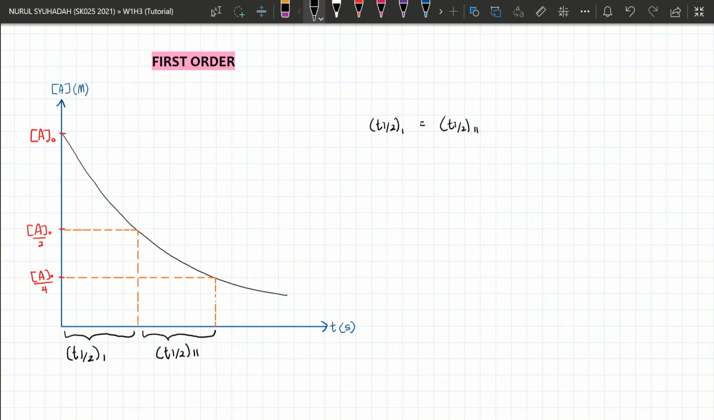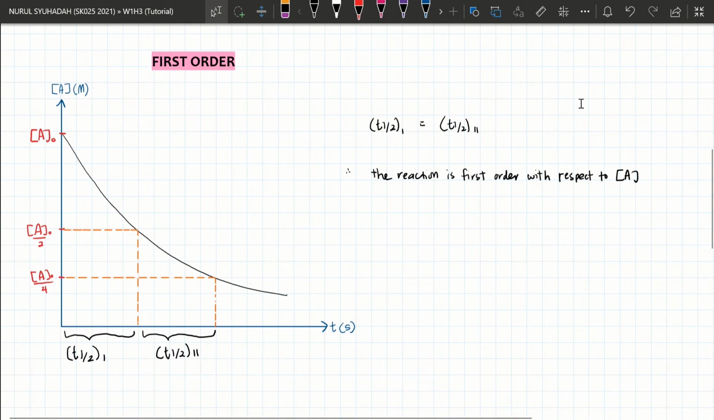Okay, and then say that the reaction is first order with respect to the concentration of A, and it depends on what your reactant is. Okay, now, if the question asks you, what is the value of half-life?